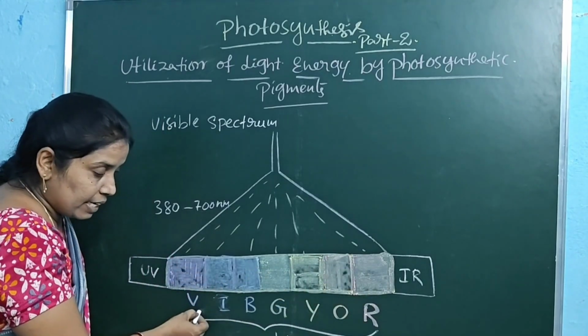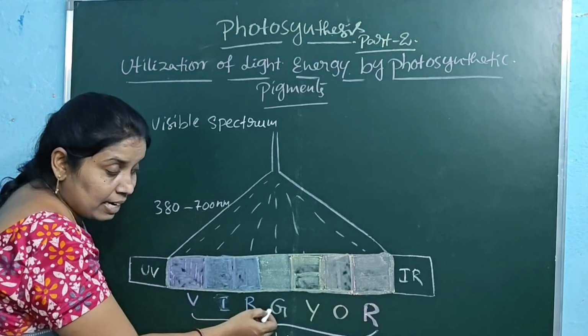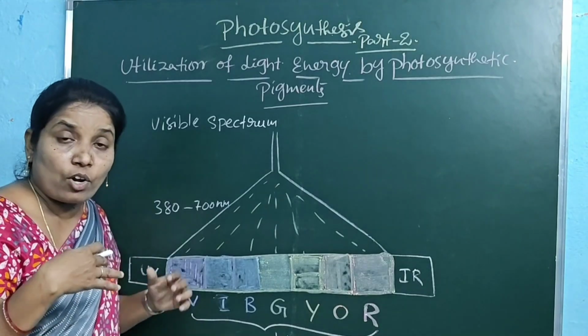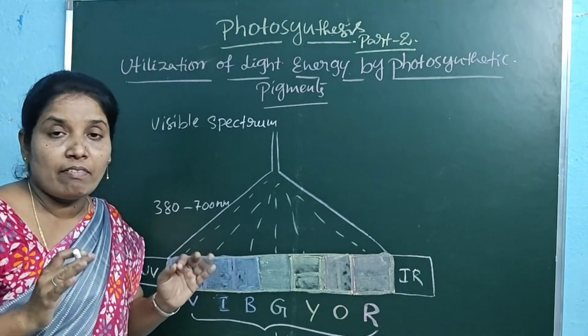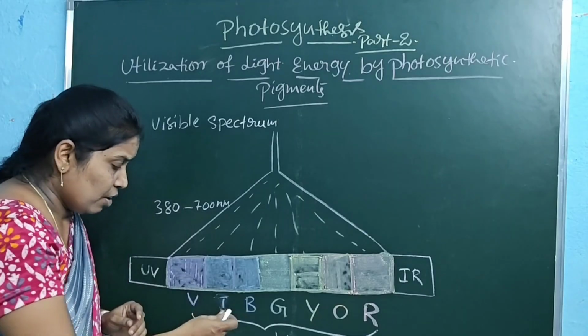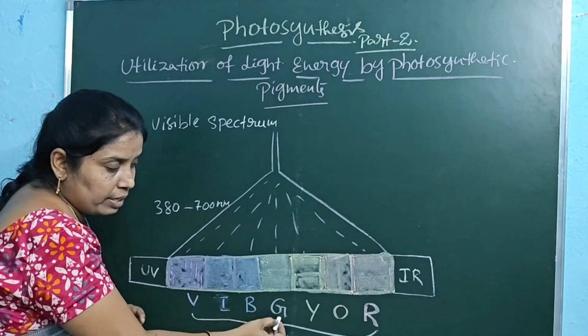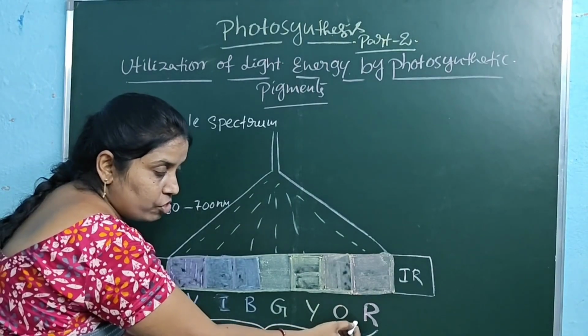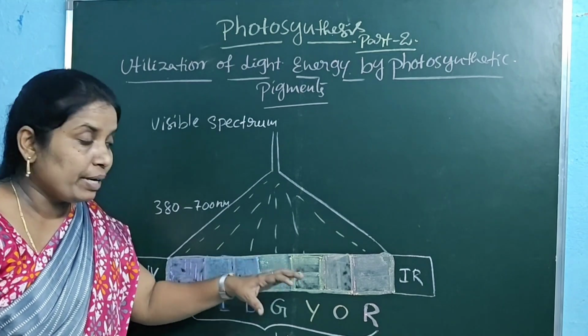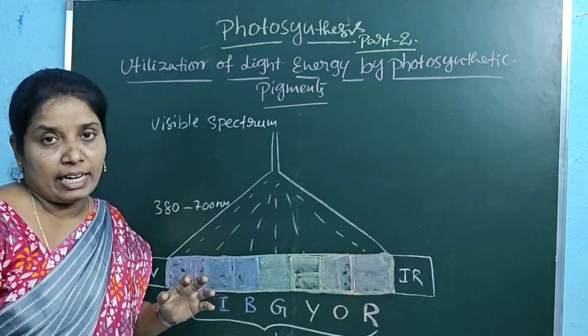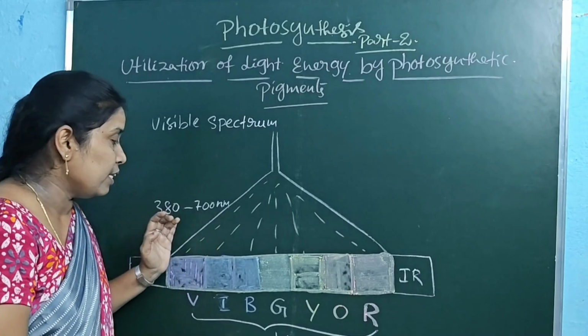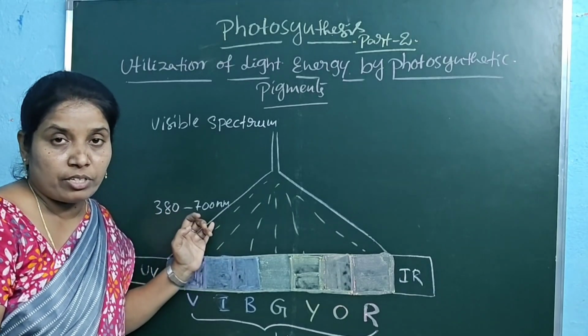Okay, VIBGYOR. It consists of seven colors, but it appears as white light. Okay, violet, indigo, blue, green, yellow, orange, red. So it's a combination of colors, but it appears as a white light. It ranges between 380 to 700 nanometers.